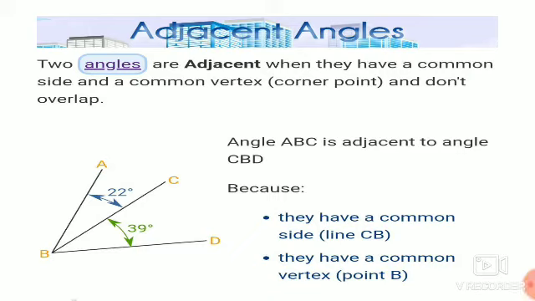Adjacent angles. The definition of adjacent angles is the pair of angles which have a common side, a common vertex, and separate interiors, meaning they do not overlap each other. So in this figure, ABC and CBD, these two angles have the common arm BC. They have the common vertex B, and they have separate interiors, meaning they do not overlap each other. So this pair of angles is called adjacent angles.